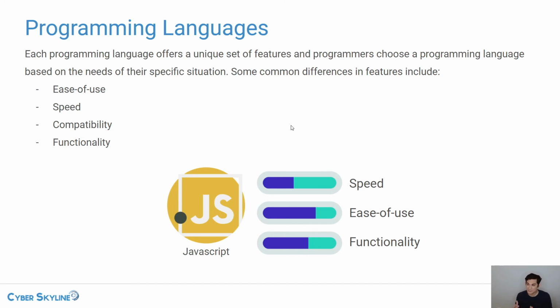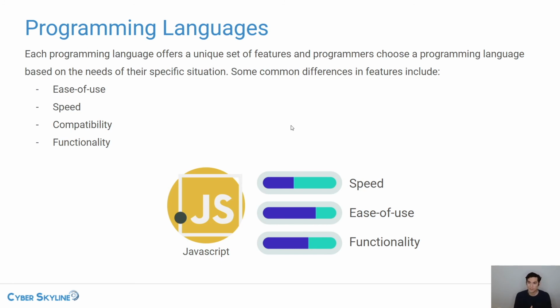Another consideration is speed. Some programming languages run faster than other programming languages, and it might be okay that your programming language runs slower because it doesn't need to be super fast, and you'd rather it have other features over the speed.